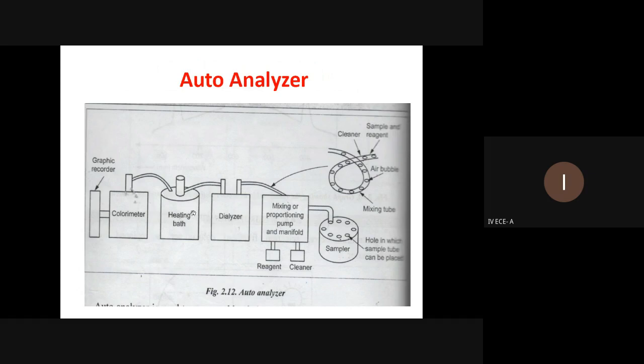Next, the heating bath. The heating bath is used to heat fluids continuously to the exact temperature of 37 degrees Celsius. Then the colorimeter is used to monitor the changes in optical density of the fluids which flow through the tubular flow cell. Okay, so this is all about the colorimeter.